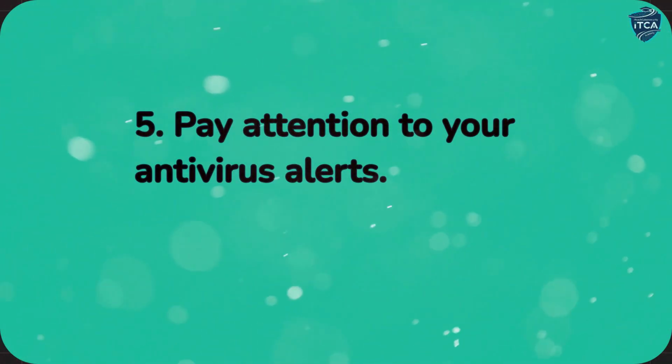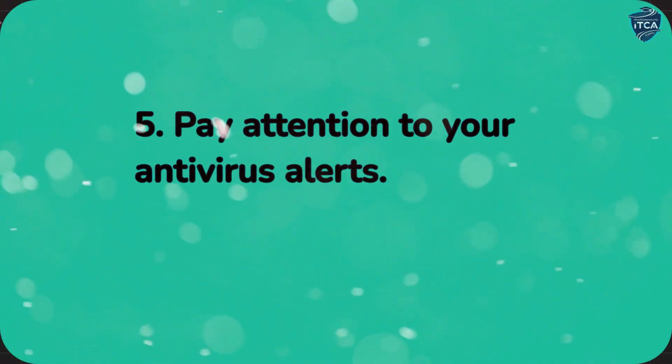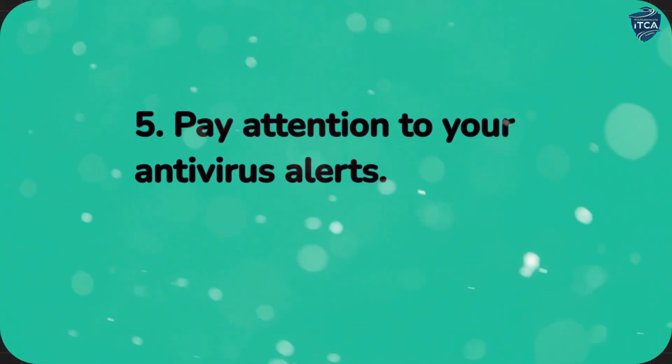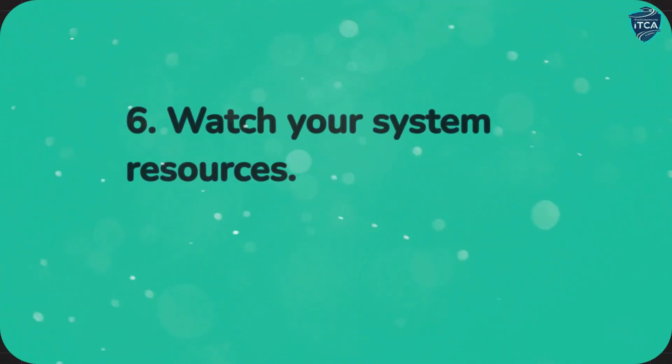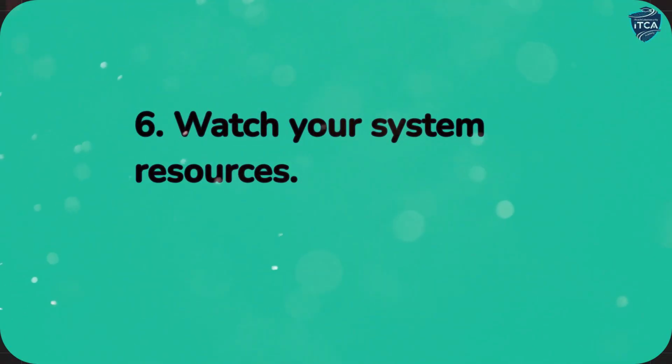If your security software suddenly stops updating or turns off by itself, malware might be trying to disable your defenses so it can spread freely. And finally, watch your system resources. If CPU or memory usage shoots up for no reason, with unknown processes hogging 70 or 80% of your system, that's suspicious behavior worth investigating.